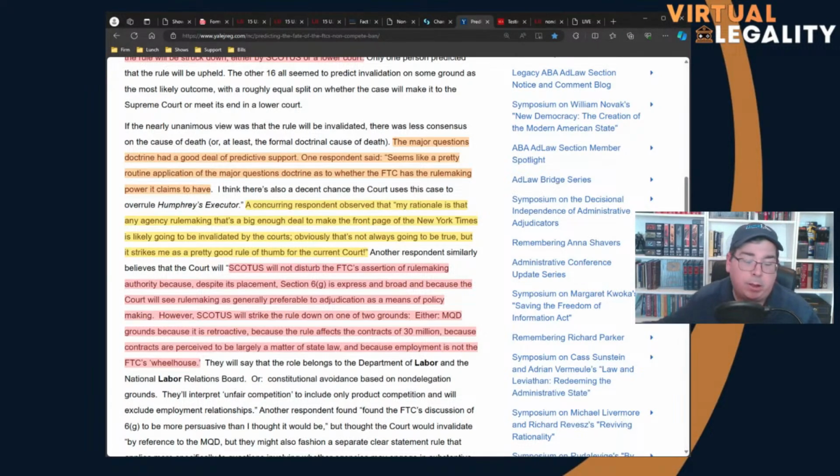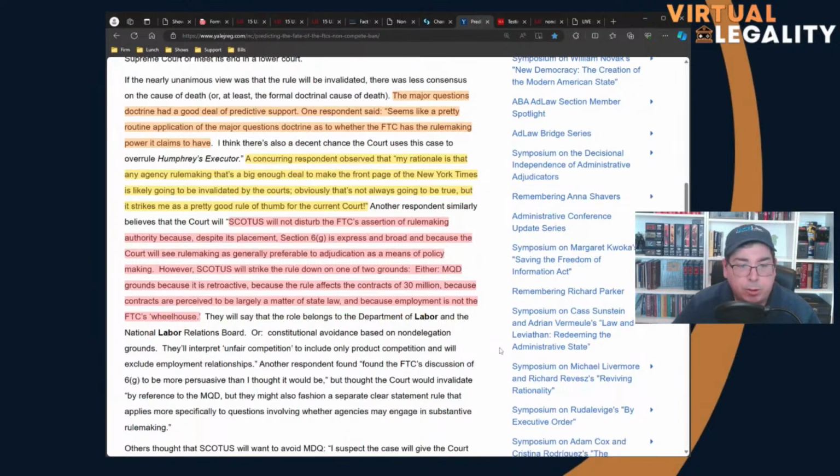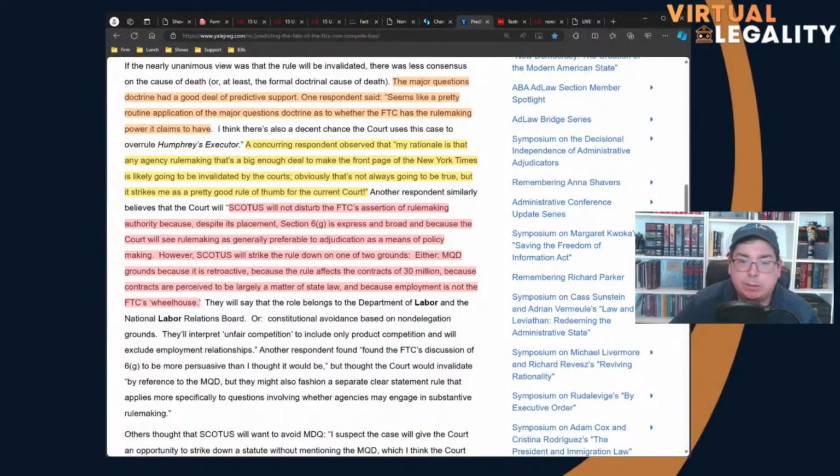They will say that that role belongs to the Department of Labor and the National Labor Relations Board, or constitutional avoidance based on non-delegation grounds. They'll interpret unfair competition to include only product competition and will exclude employment relationships.